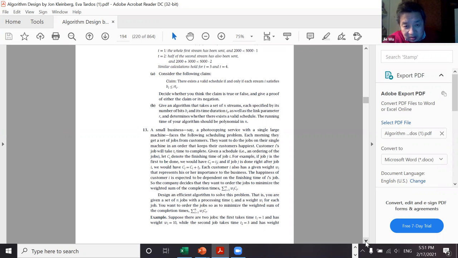So you have one goal, right? Design an efficient algorithm to solve the problem. That is, you're given a set of n jobs, and how do you prioritize them?